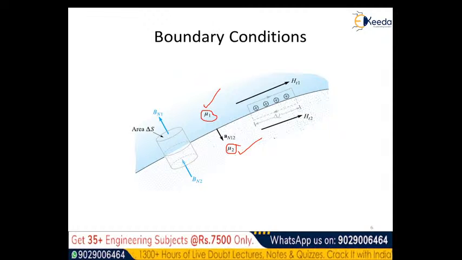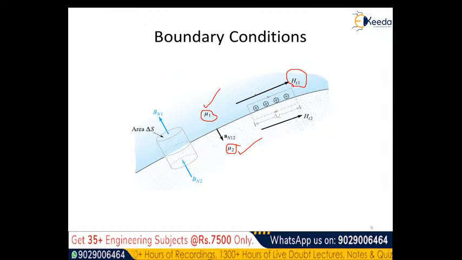The behavior of the magnetic components I have already talked about: E and D are the electric field intensity and electric flux density, the two components describing the electric field, and H describes the magnetic field intensity and B describes the magnetic flux density. So here you see, HT1 is the tangential component of magnetic field intensity in region 1.